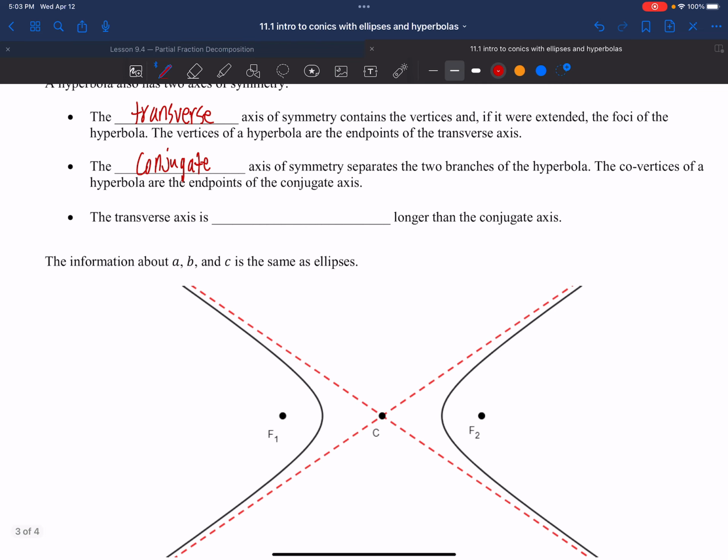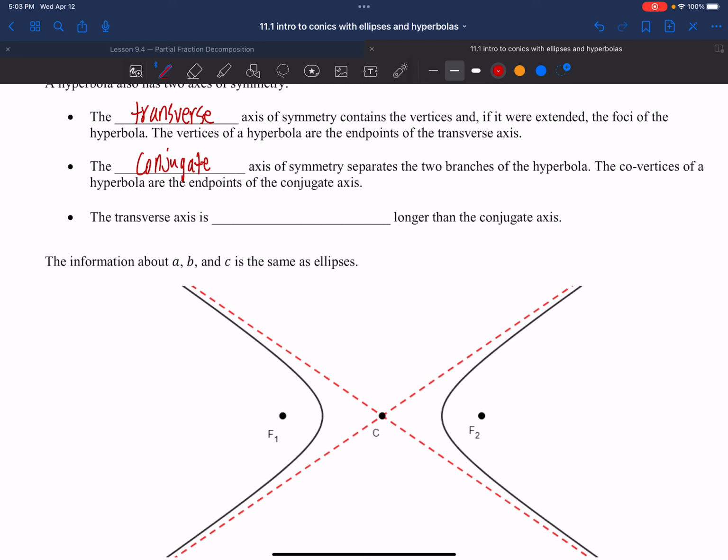You say, why don't we still use the words major and minor here? To be honest, I don't really know why it's called transverse or conjugate. I don't actually know why it is. Bad math teacher moment. I need to look that up for myself. I don't know why it's called that.